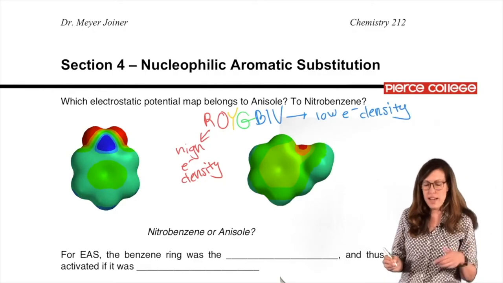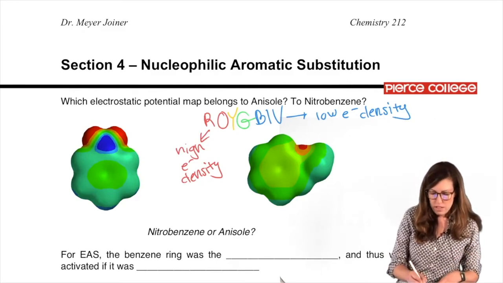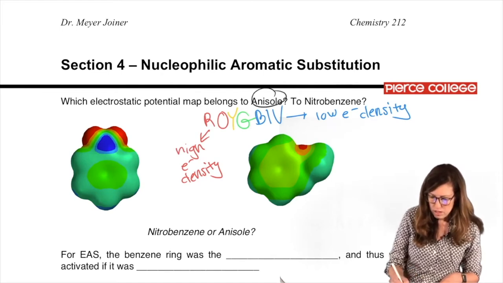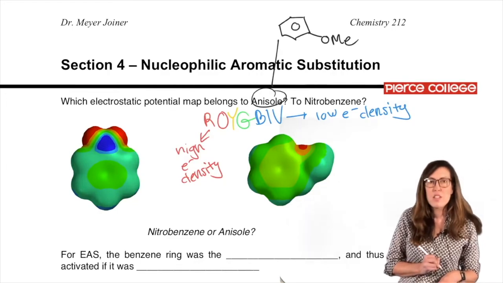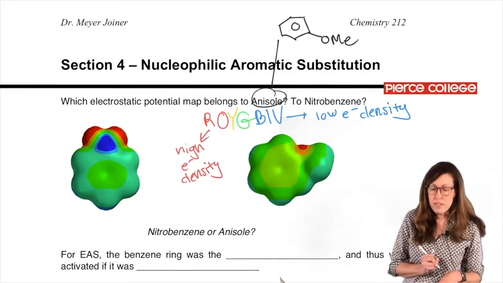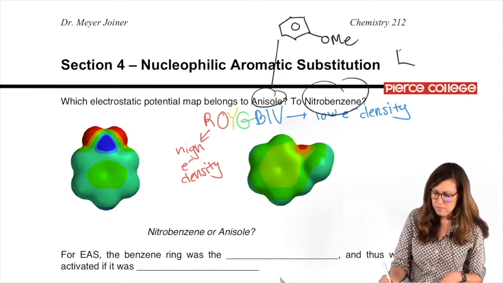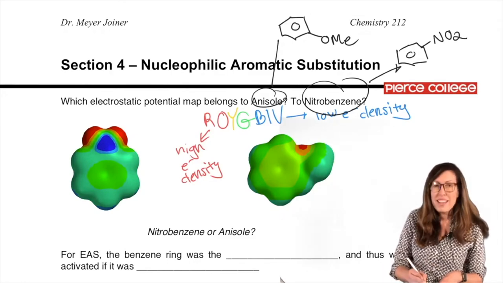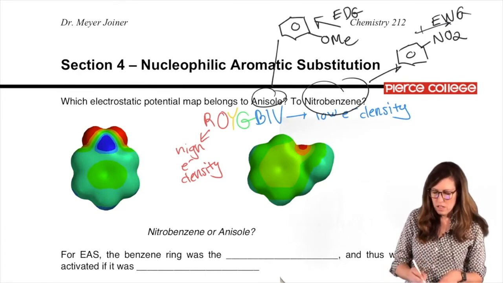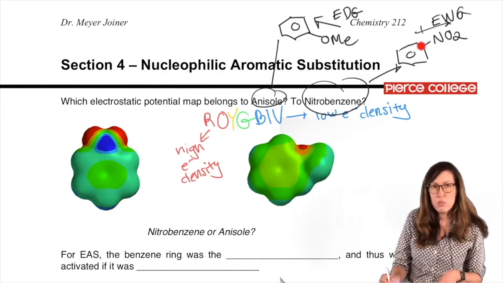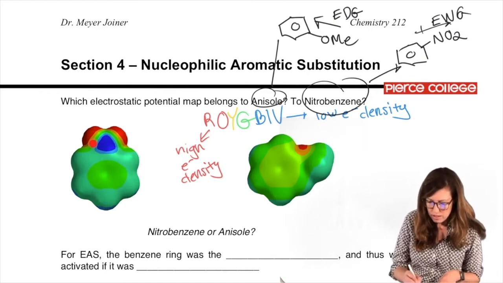Okay, so that's your clue. If you look, they're both monosubstituted. One belongs to anisole. Remember what anisole is? That means we have a methoxy group on there. So it's an ether. We know that's electron donating, right? One belongs to nitrobenzene. We know that's electron withdrawing. So the net effect should be, if we have electron withdrawing, electrons coming out of the ring. If we have electron donating, electrons going toward the ring. So in other words, by color alone, the warmer ring would belong to anisole, the colder ring would belong to nitrobenzene.